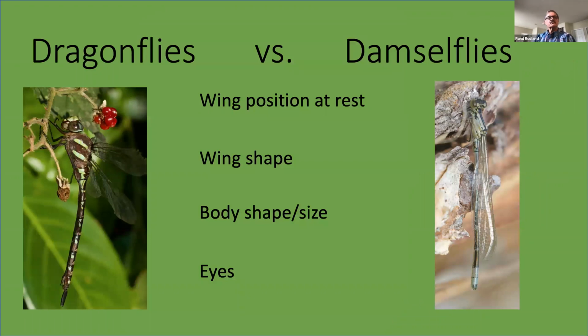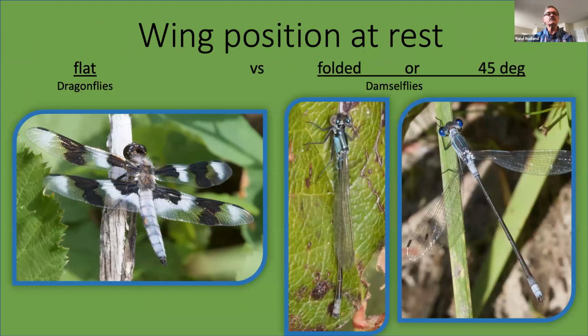So what's the difference between damselflies and dragonflies? These are the main factors that we'll look at: the wing position, the wing shape, the body shape and size, and the eyes. So if we look at the wing position, dragonflies are much larger and have much more muscle mass in their thorax, so they can't lift their wings up over their abdomen like the damselflies can on the right.